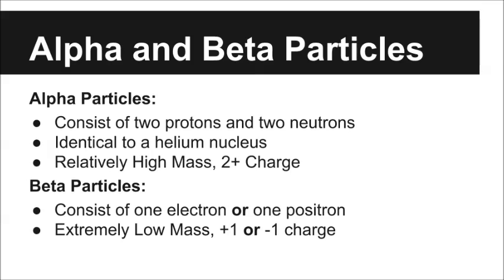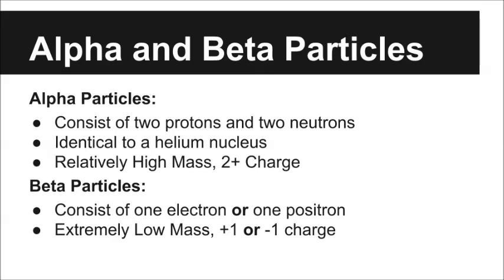So another important thing we need to define are alpha and beta particles. Alpha particles consist of two protons and two neutrons. Because of this, they're identical to a helium nucleus, and all alpha particles, compared to beta particles, have a relatively high mass, and they have a charge of 2+ because they have two protons and no electrons.